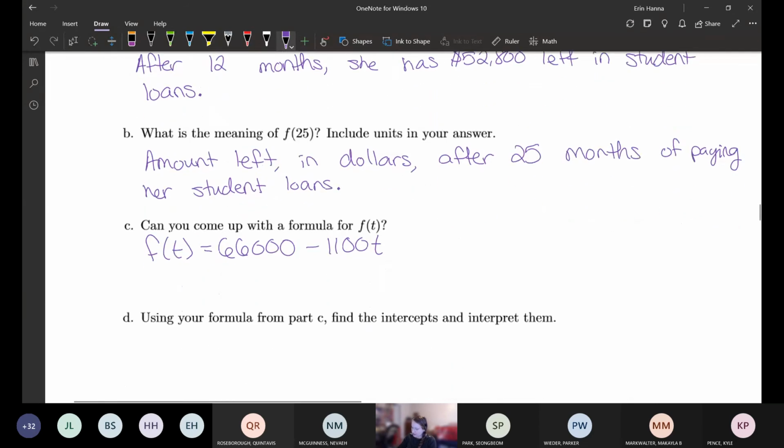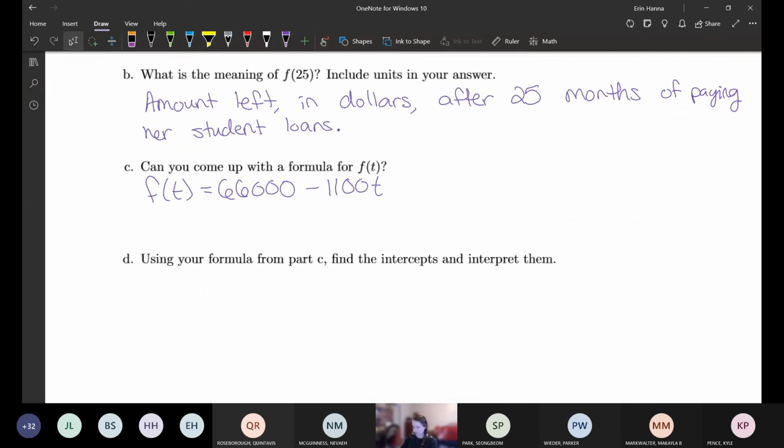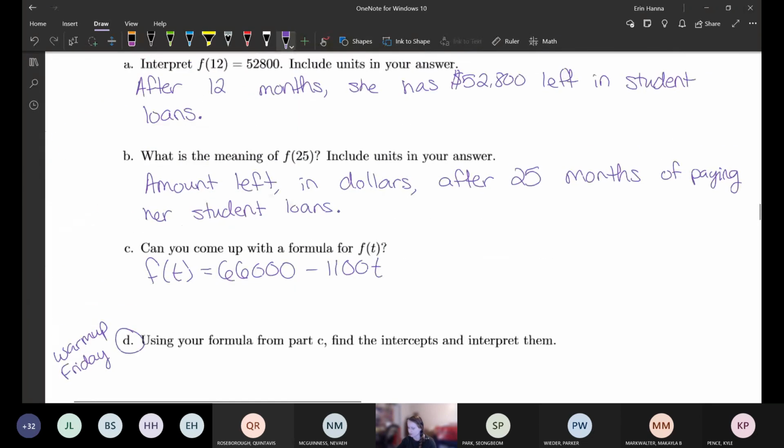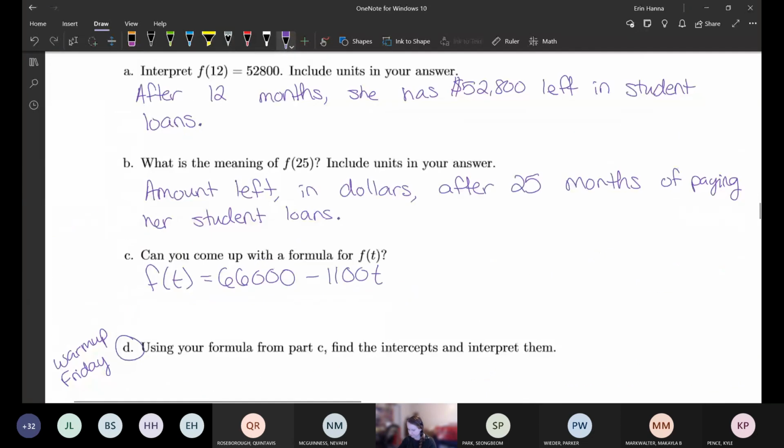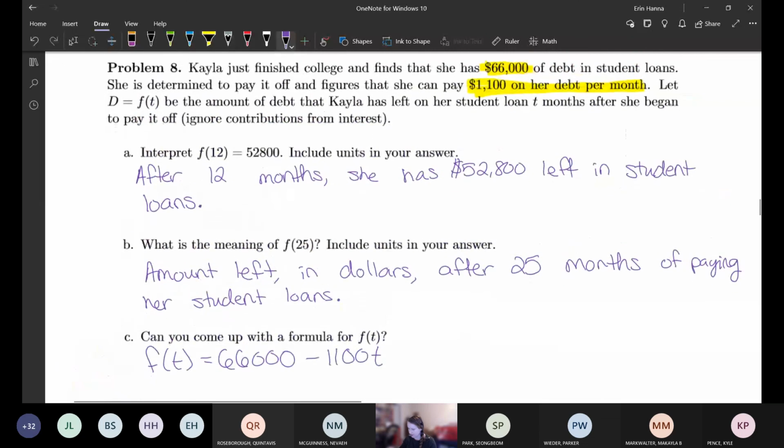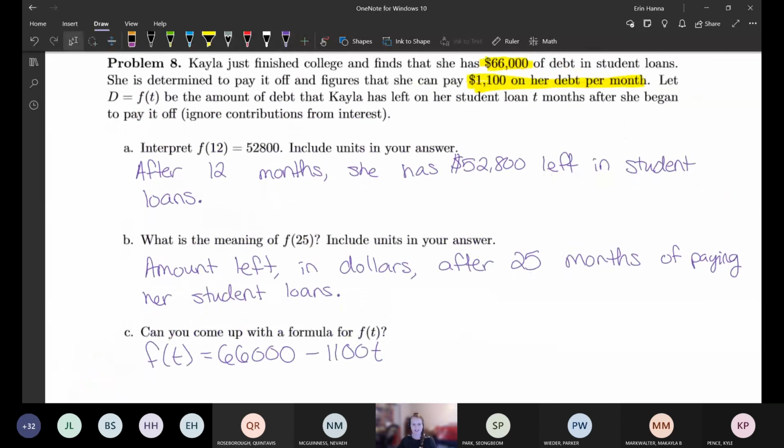Now, of course, there's part D here, but we're at the point where I would like for you to start your quiz. So we're going to save this for a warm-up on Friday. It's essentially what we just did with the last one, finding both of the intercepts and interpreting them. We'll finish that problem then, and we should also be able to finish up the rest of this section 1 notes on Friday.